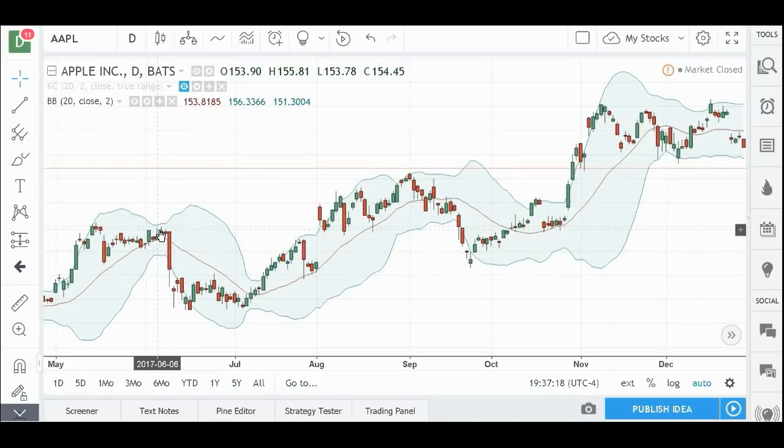So some people, if you're in options trading, will actually consider buying a straddle or strangle when there is a squeeze in the Bollinger Bands, because you're expecting a big move and you might not know which way it's going to happen.